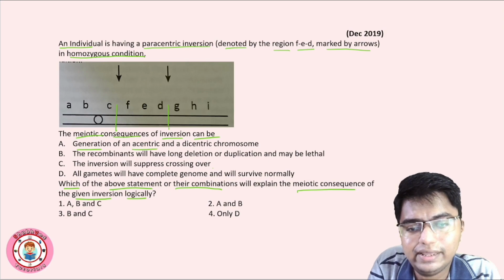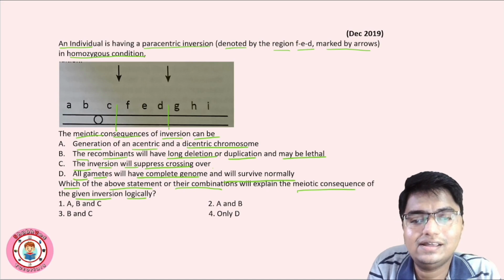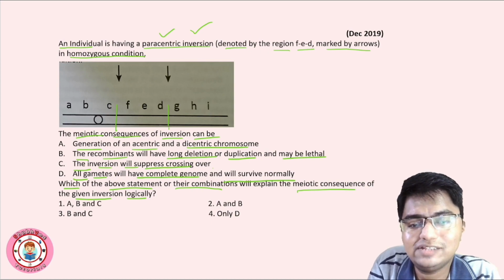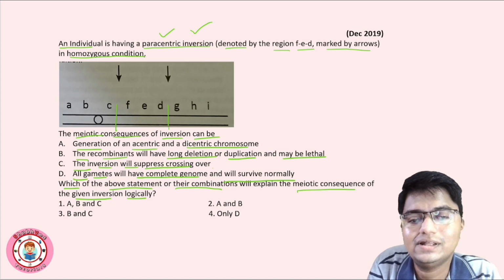A. Generation of an acentric and dicentric chromosome. B. The recombinants will have long deletion or duplication and may be lethal. C. The inversion will suppress crossing over. D. All gametes will have complete genome and will survive normally. Very tricky question this is, right? ऐसे देखा जाए तो tricky है. Why? Because paracentric inversion है and all the statements explain the paracentric inversion. Okay. Now, how is this easy to solve?